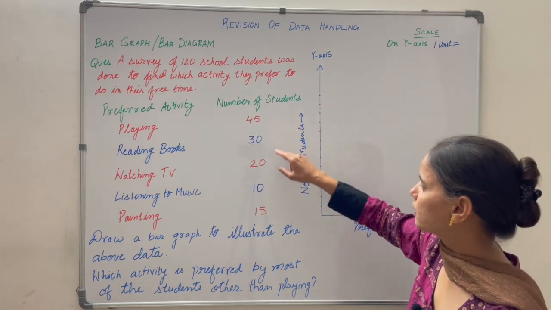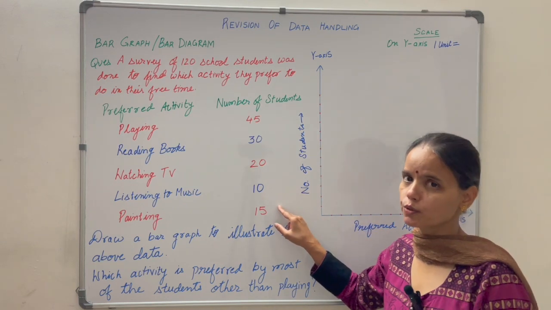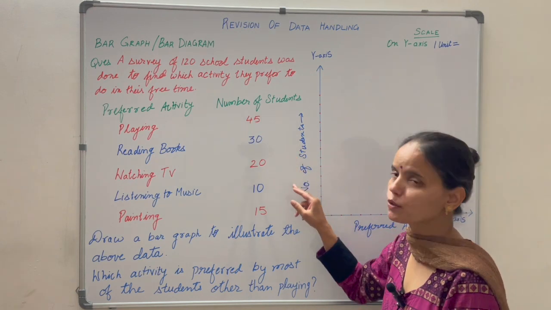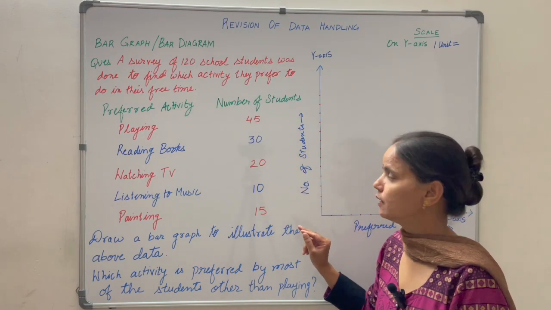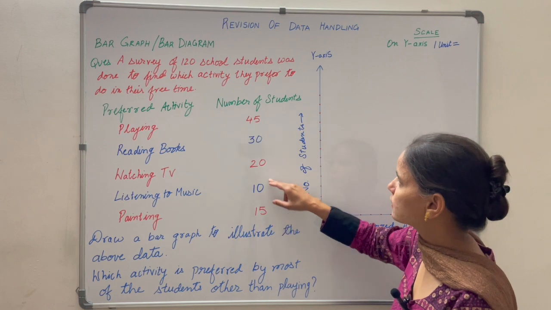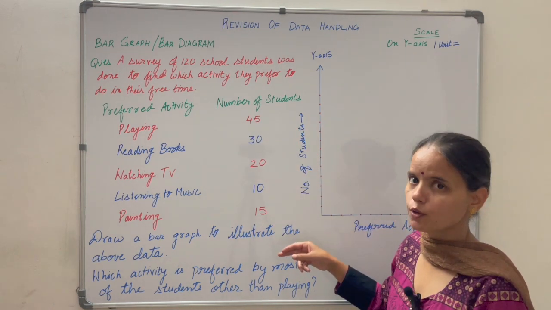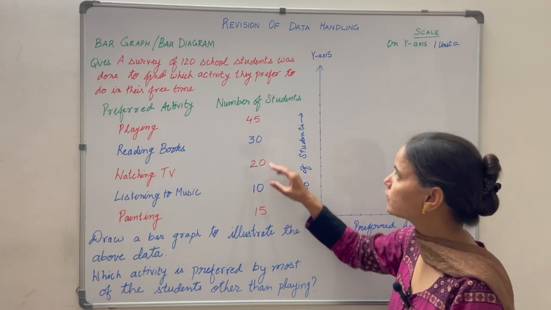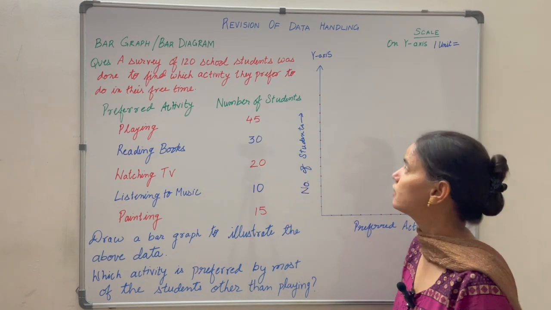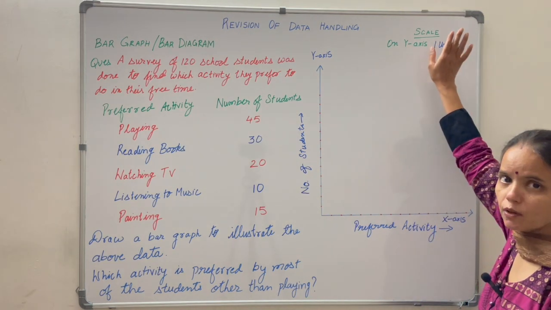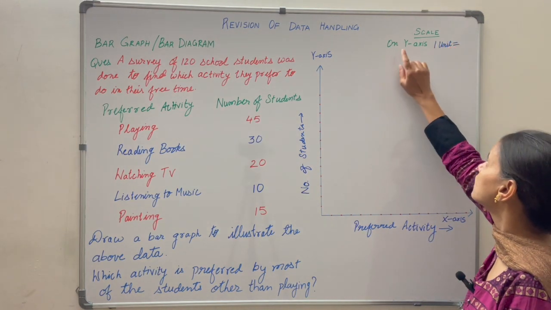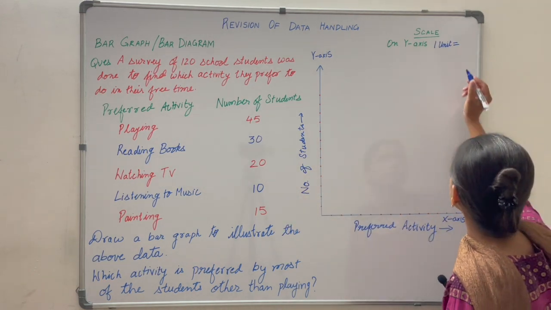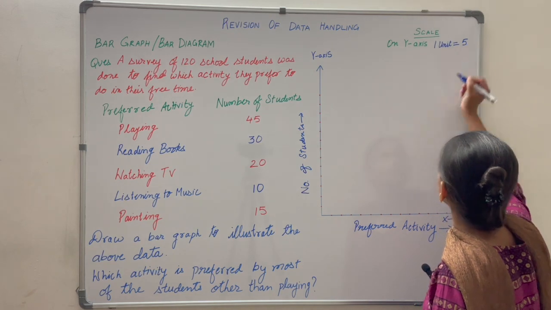So depending upon the data given to you, you need to choose the scale. You have to choose the scale in such a way that all this information is exactly represented. So here you can see all the numbers end with 5 or 0. So if you choose 1 unit equals 5 students, then all the information can be correctly displayed. So the scale you have to write down here on the top right corner. So on the y-axis 1 unit is equal to 5 students.